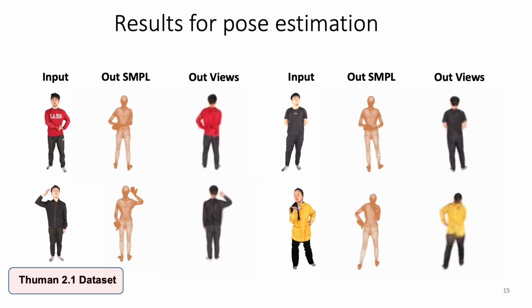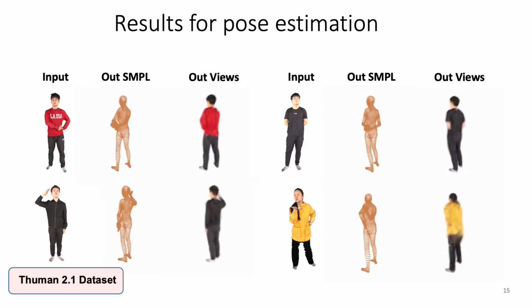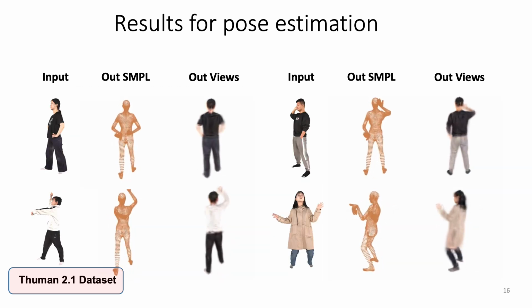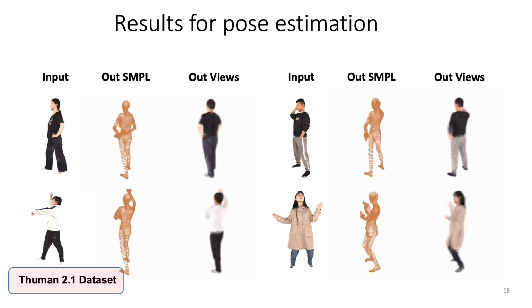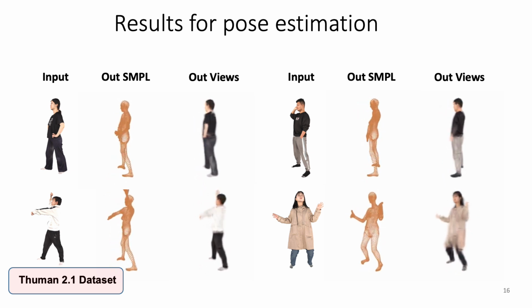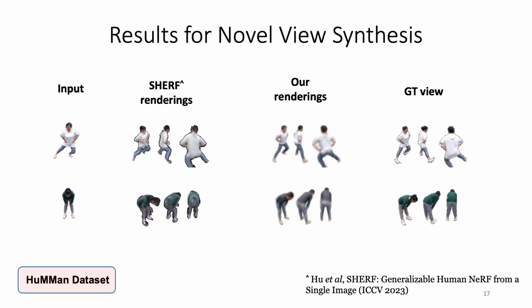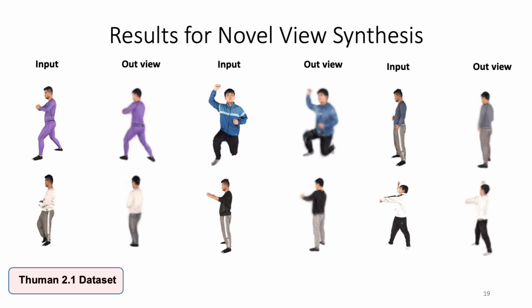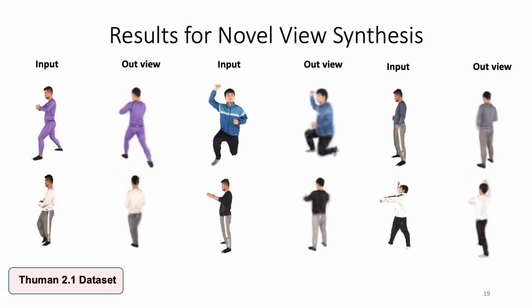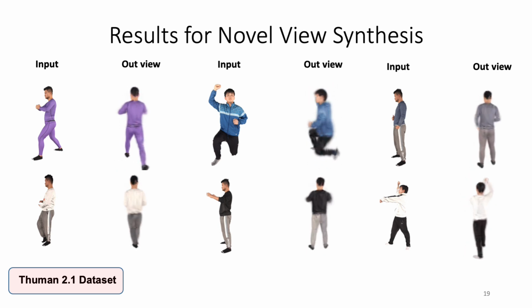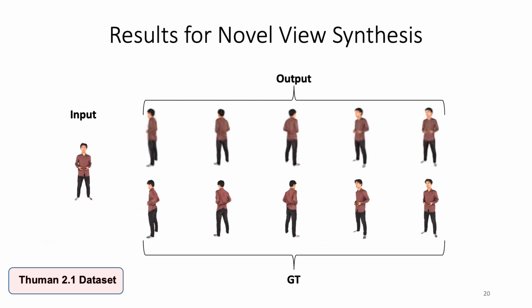And here we show more 3D results from the THuman 2.1 dataset. Additional results as well. Here we show novel view synthesis compared to SHERF, which is a novel view synthesis baseline that utilizes the ground truth SMPL parameters as input. Here we show additional outputs for a single input image on the THuman 2.1 dataset. On the bottom row, you can see the ground truth views to compare to our output from the same viewpoints.